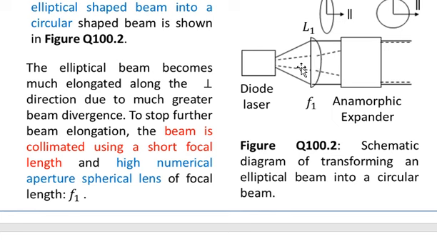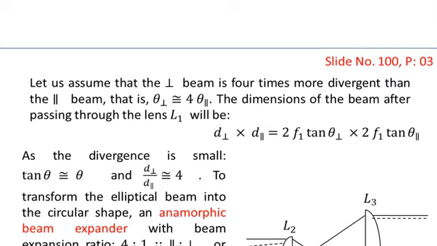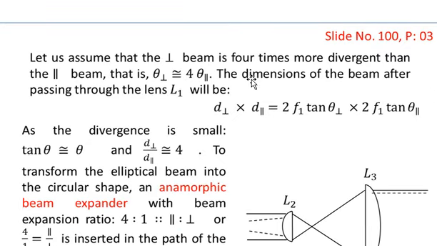And once the further divergence of the beam is stopped, it will have to pass through the anamorphic expander. Let us assume that the perpendicular beam is 4 times more divergent than the parallel beam. That is, theta perpendicular is of the order of 4 times the value of theta parallel, where theta parallel is the divergence of the horizontal beam shown in dotted line in reference to Figure number 1, and theta perpendicular is the divergence of the vertical beam shown in solid in Figure number 1. So these two divergences are related, for example, through a factor of 4.